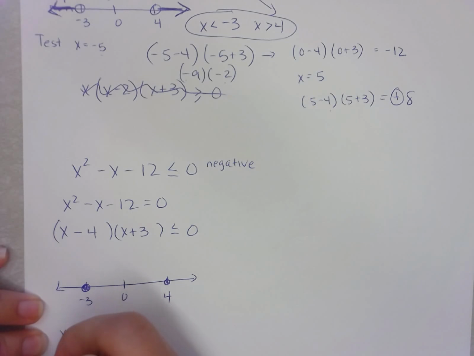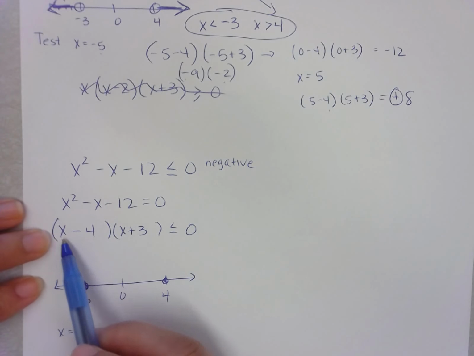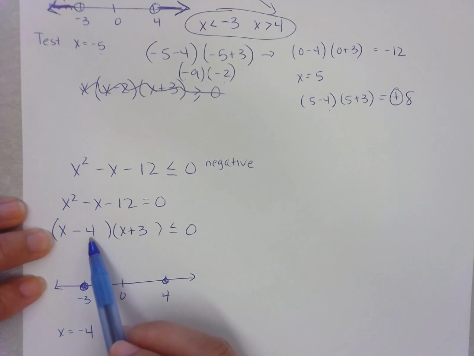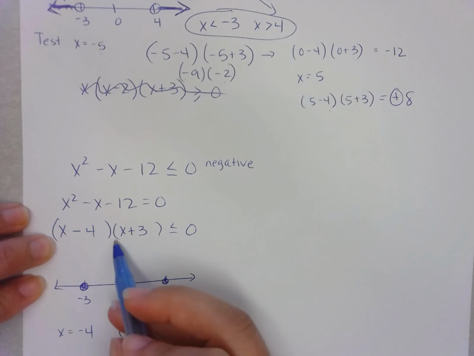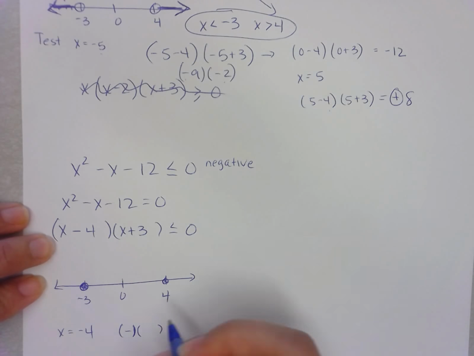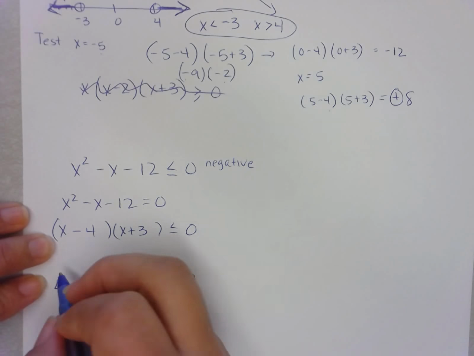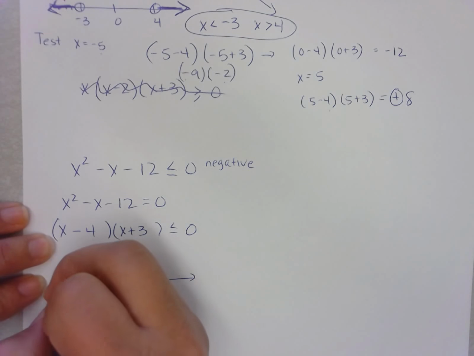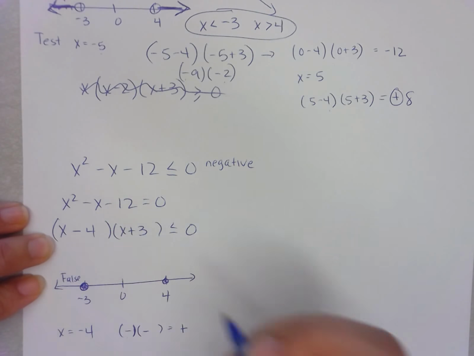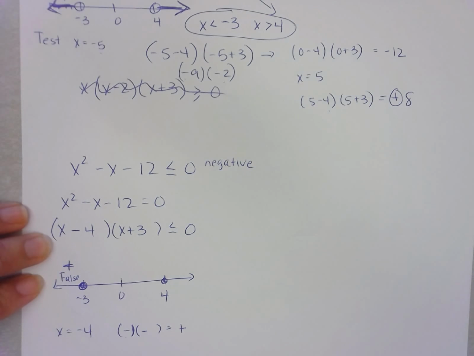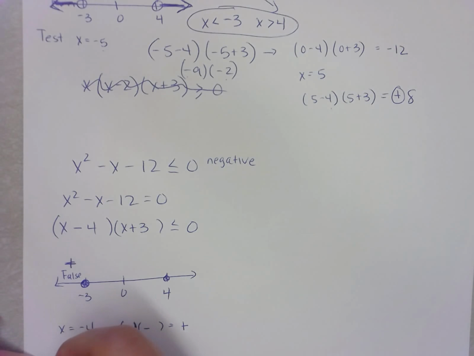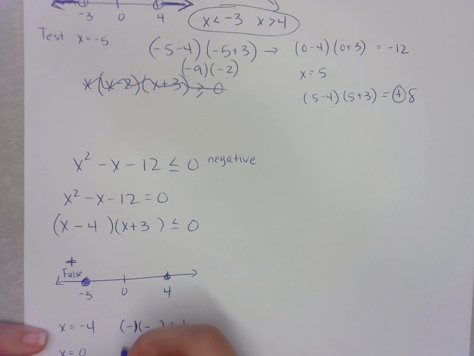So if I check x equals negative 4, I'm going to plug it in here. Negative 4 minus 4 is going to give me a negative number, so I'm just going to write a negative. And then negative 4 plus 3 gives me a negative number, and a negative times a negative gives me a positive number. And I'm looking for negative numbers this time. So this is positive, so this part is false. I often put the sign of it up here, like this is positive, because I know I'm looking for something negative.